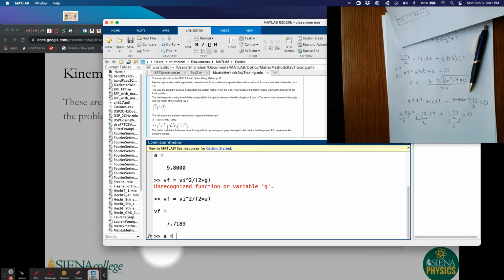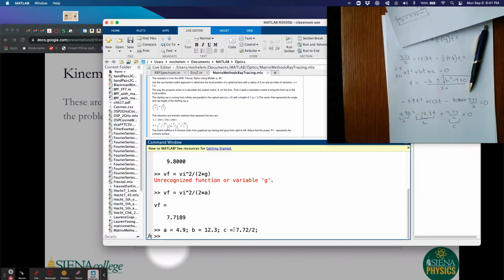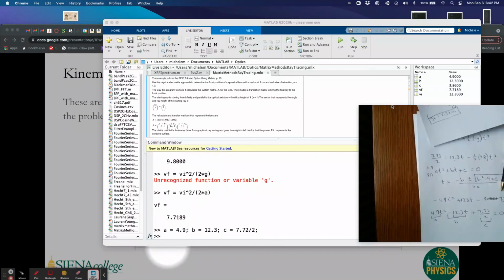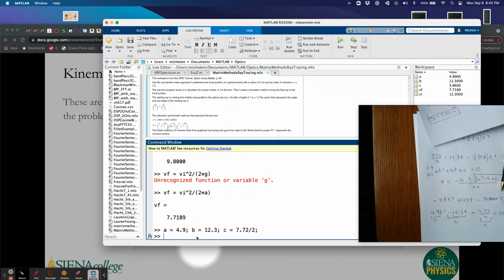So I'm going to say A is equal to 4.9, B is equal to 12.3, and C is equal to 7.72 divided by 2. And if I put semicolons after these, it's not going to print. Just like up here, I didn't put a semicolon and it printed the answer. Here, it doesn't because I added the semicolons. But I've put the values in here, and I can tell because I can see them over here. So I've got the values stored in MATLAB.